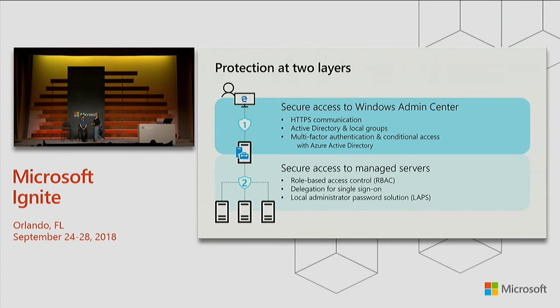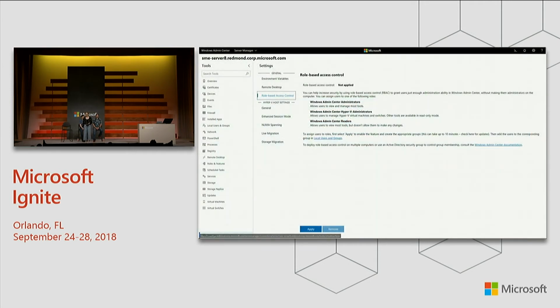So let's dive into role-based access control. So we have here 3 predefined groups: administrators, Hyper-V administrators, and readers. And this allows you to restrict the actions that those users can perform. And it's really easy. You just add users to these predefined groups, click apply, and then you have role-based access control.